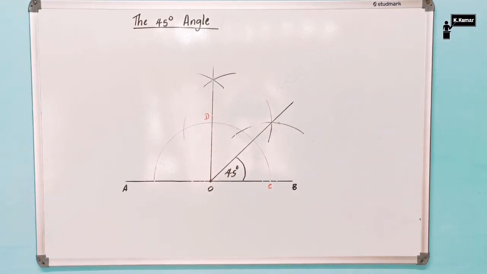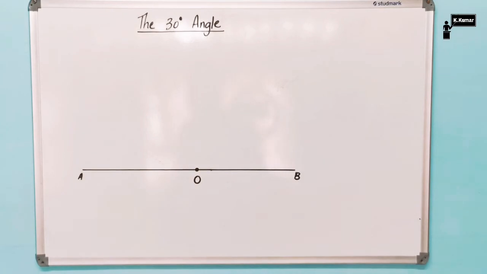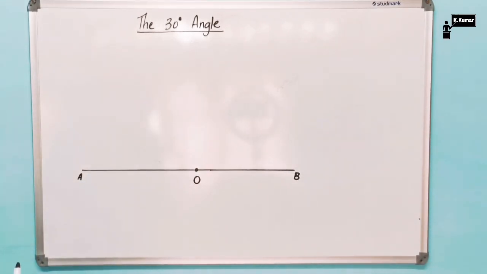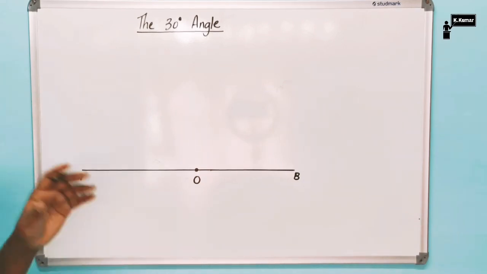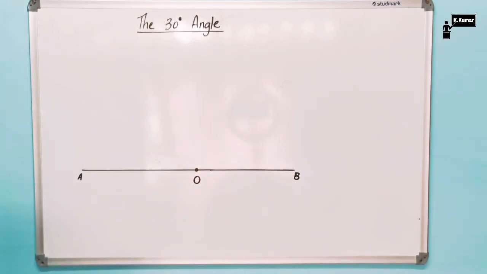The first thing you have to do is to construct the 90-degree angle, and then you bisect the 90-degree angle in order to get the 45-degree angle. The final angle we're going to look at is the 30-degree angle. In order to construct the 30-degree angle, the first thing we have to do is to construct a 60-degree angle and then bisect that 60-degree angle.